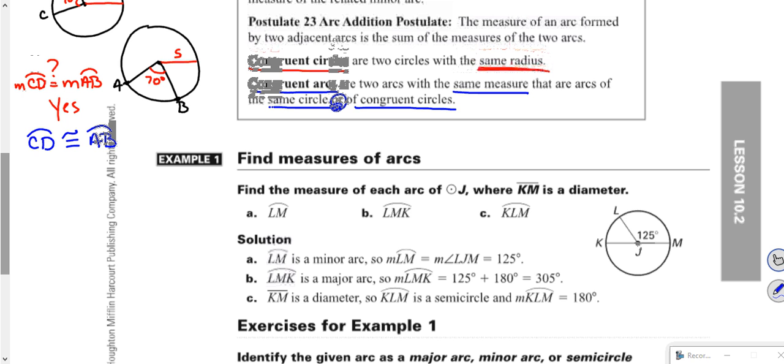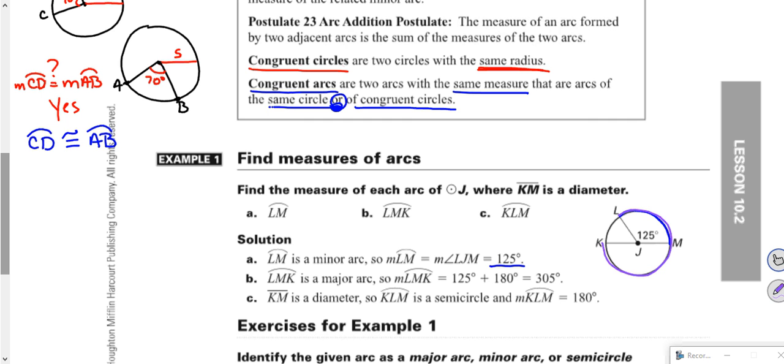Example 1, find the measure of each arc of circle J where KM is the diameter. Okay, so LM, they only use 2 letters to name it, so that's that arc. That's 125 degrees, obviously. Okay, LMK, now they used 3 letters, so that's a major arc. So that starts at L, goes around over M, and up to K.